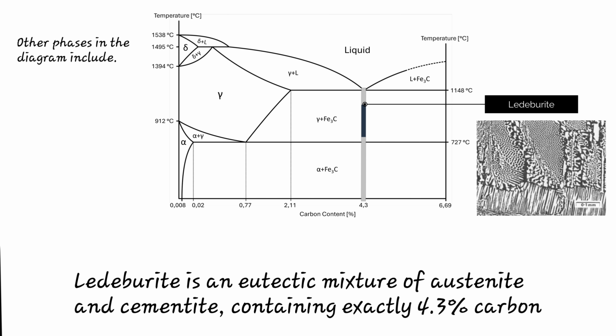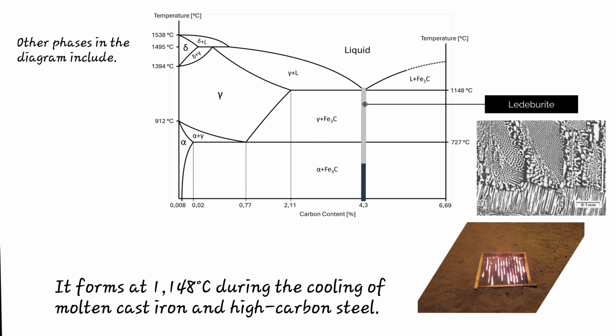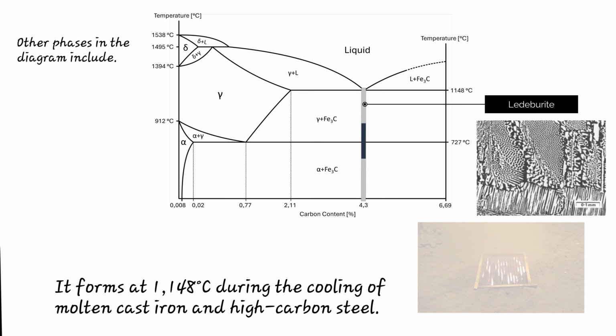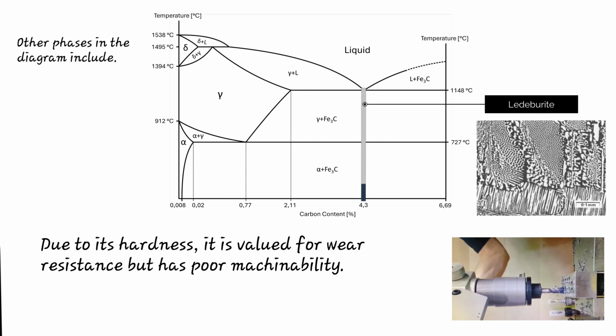Ledeburite. Ledeburite is a eutectic mixture of austenite and cementite, containing exactly 4.3% carbon. It forms at 1148 degrees Celsius during the cooling of molten cast iron and high-carbon steel. Due to its hardness, it is valued for wear resistance but has poor machinability. Ledeburite is commonly found in white cast iron and high-carbon tool steels, appearing as white intergranular networks under the microscope.